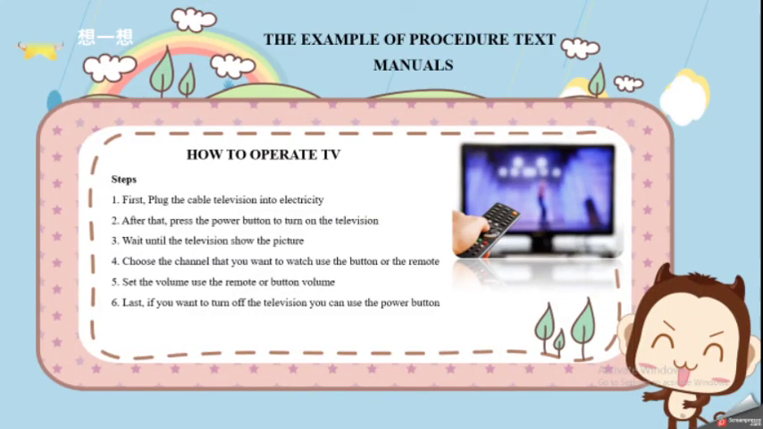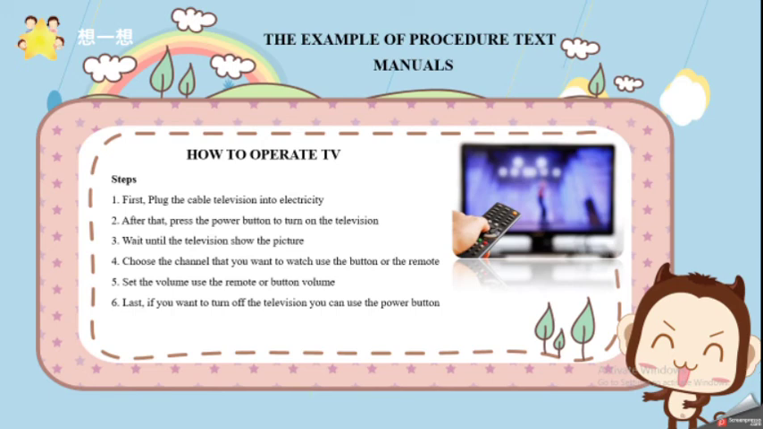The last, this is the example of manuals. The goal, how to operate television. In the manuals, there is no ingredients. Jadi, di manuals ini tidak ada ingredients atau bahan-bahan. Langsung saja ke langkah-langkah. Okay, next, the steps.